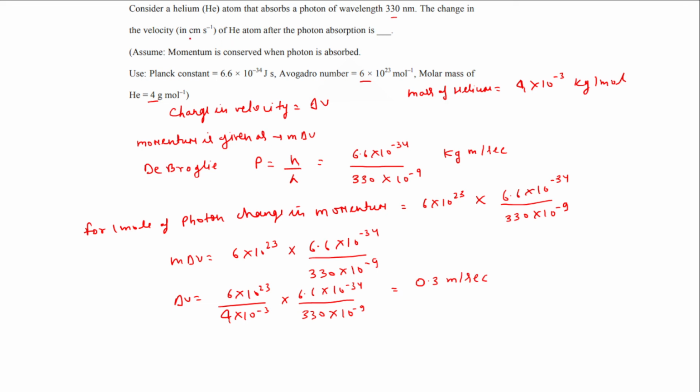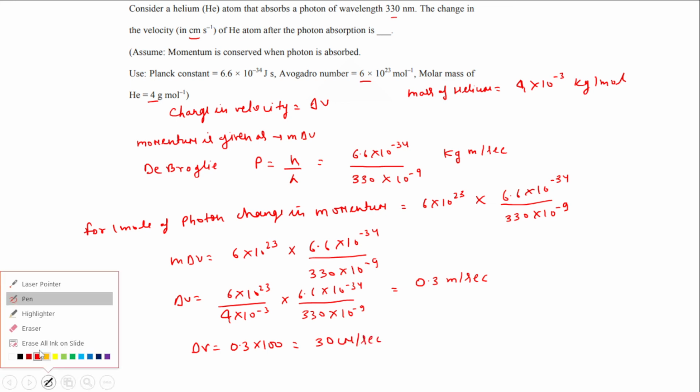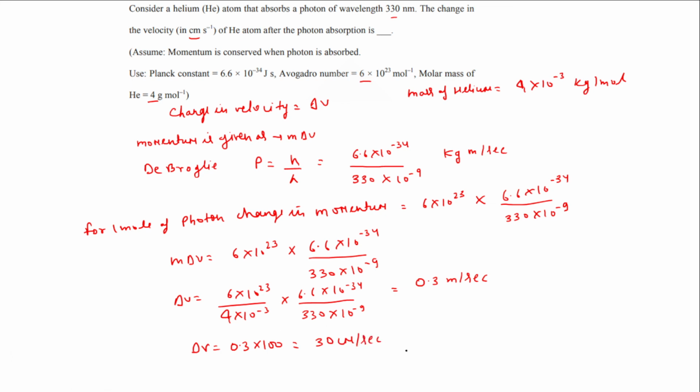Now we have to calculate in centimeter per second. So in centimeter per second, delta v is equal to 0.3 into 100. That will come out to be 30 centimeter per second. So we can say the change in velocity, that is our delta v, is equal to 30 centimeter per second. So the answer will be 30. It is an integer type question, so our integer value is 30.